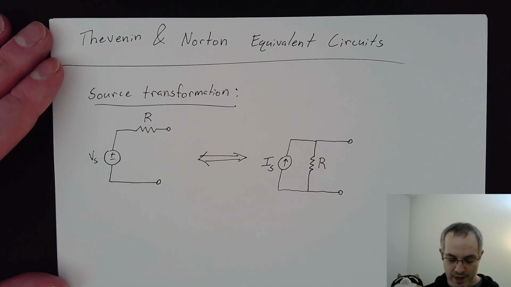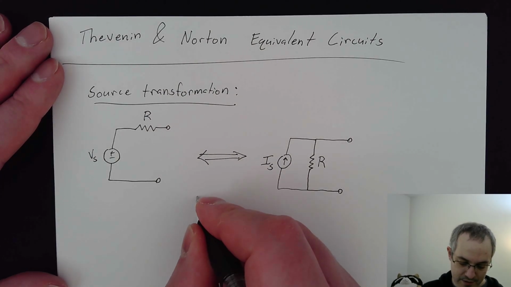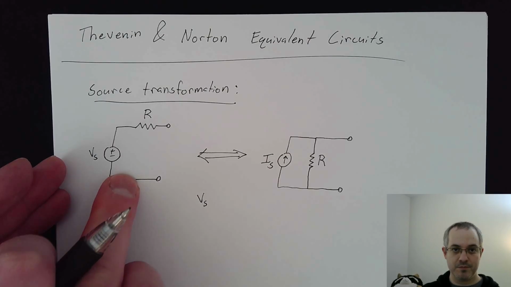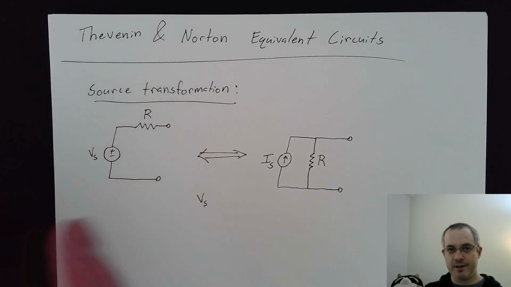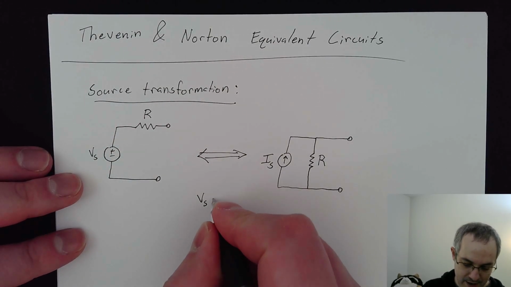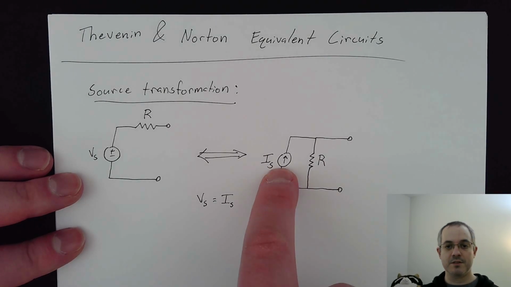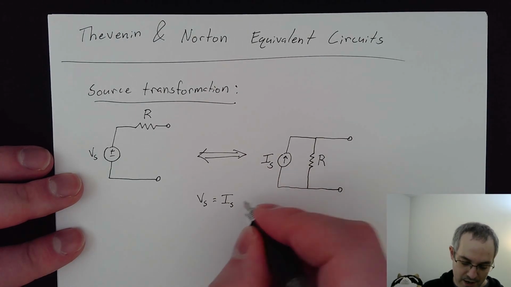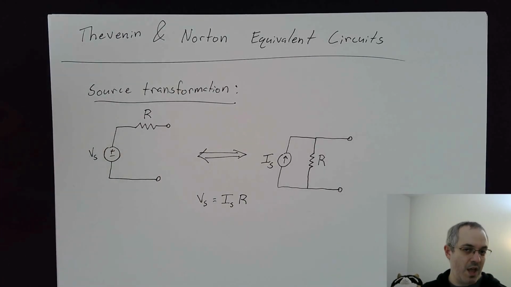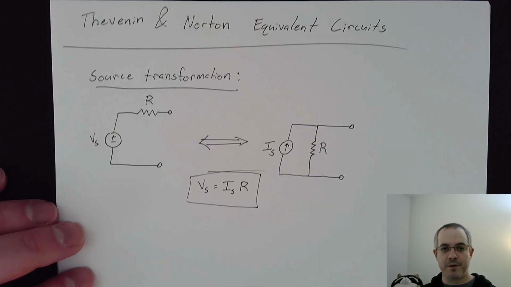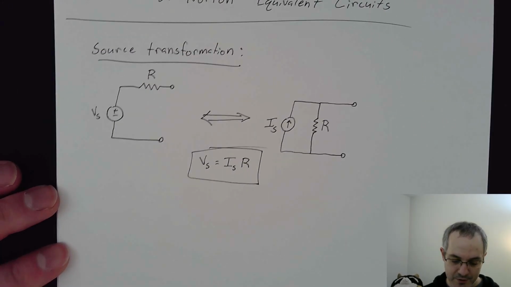And we can say that Vs, the value of the voltage source on this version of the circuit, is equal to Is, the value of the current source on this version, times R. Yeah, it looks like Ohm's law. All right, so how do we get there? We can kind of prove this. It's not too hard.